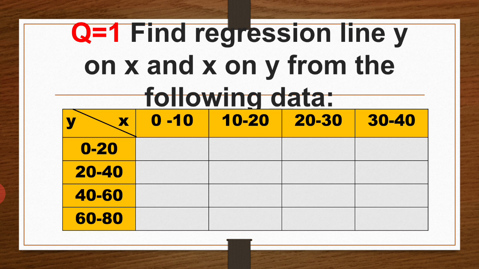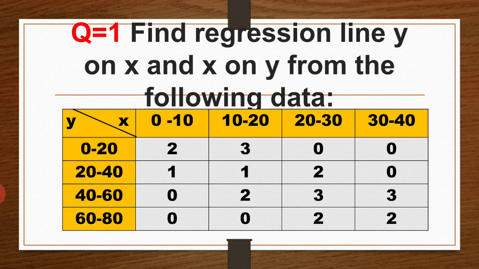Okay, after that, the figures we put here are called the frequency. Suppose the frequencies given in the columns are 2100, 3120, 0232 and 0032. Okay, so this is the question.